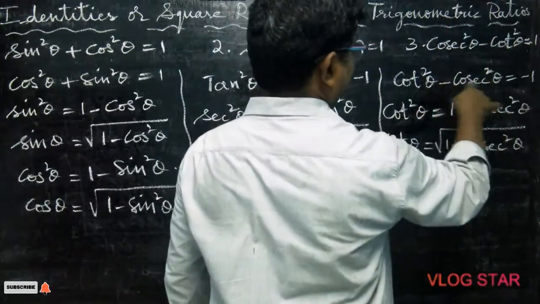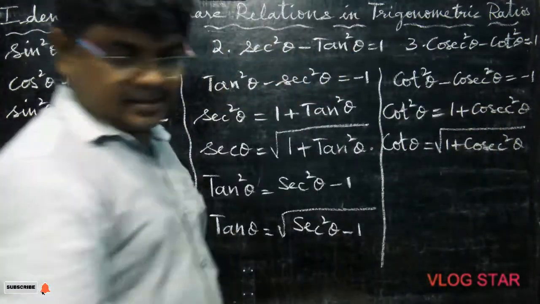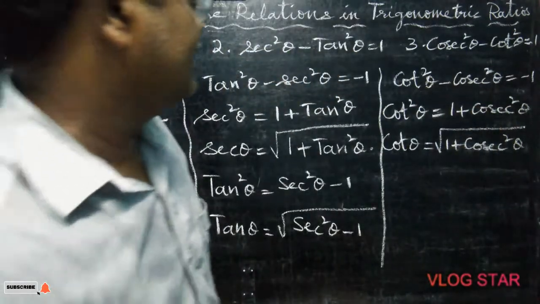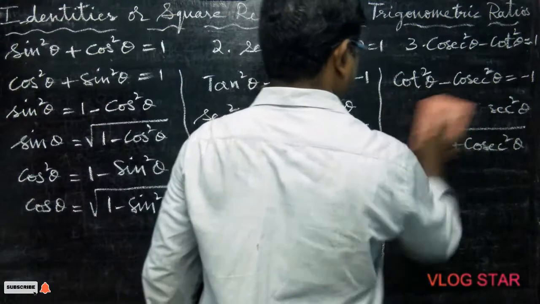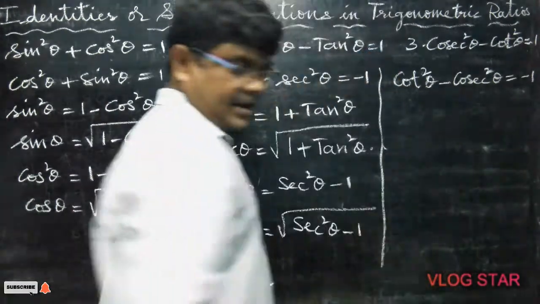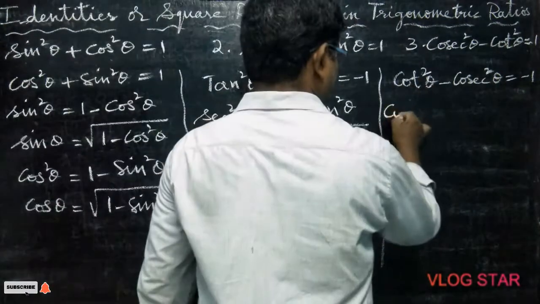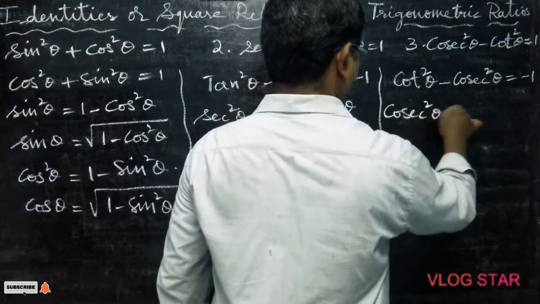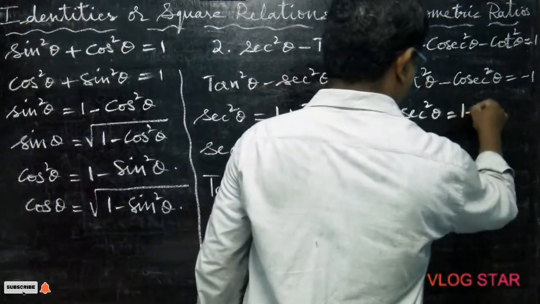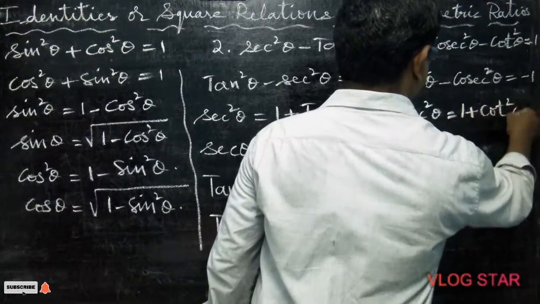Now cot square theta is equal to, here I have made a mistake. I have not taken the identity; the identity we have to take. One minute. Now cosecant square theta is equal to 1 plus cot square theta.